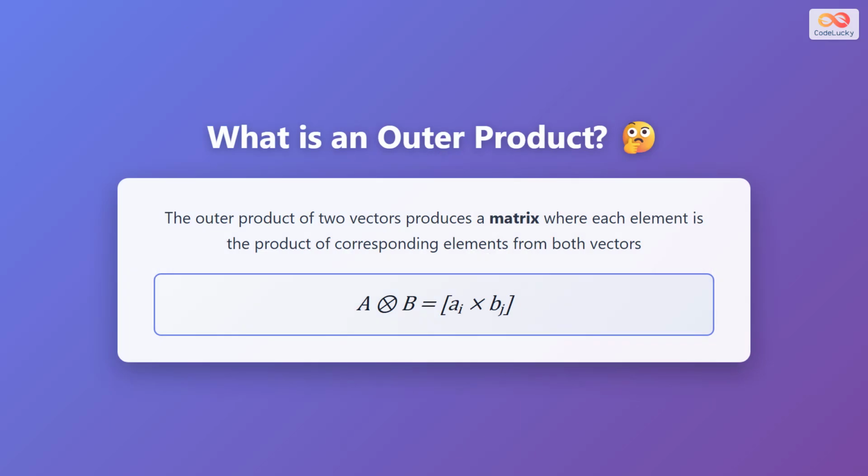An outer product is a mathematical operation that takes two vectors and produces a matrix. Each element in the resulting matrix is calculated by multiplying one element from the first vector with one element from the second vector. The mathematical notation is a tensor product, B equals a sub i times b sub j, where i and j represent the row and column indices.